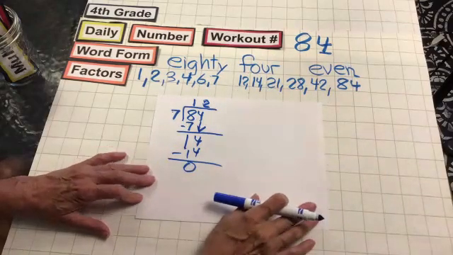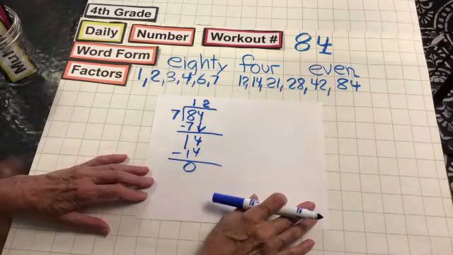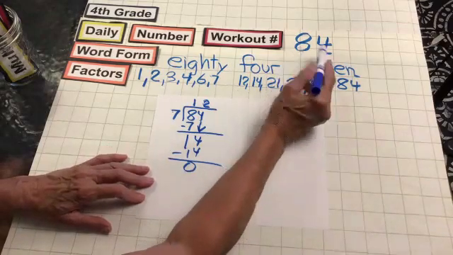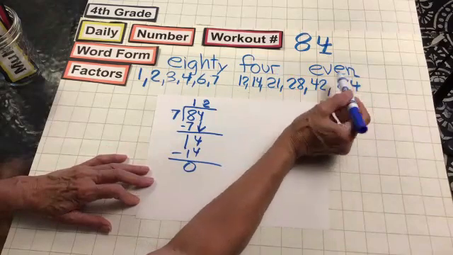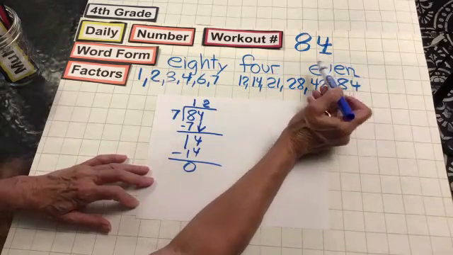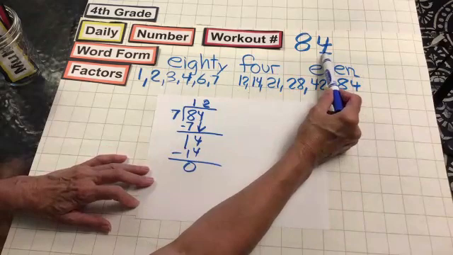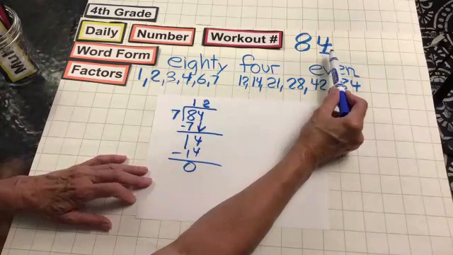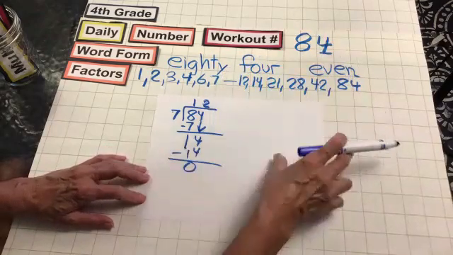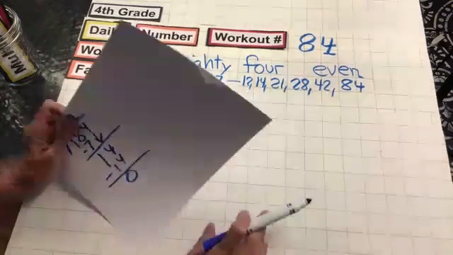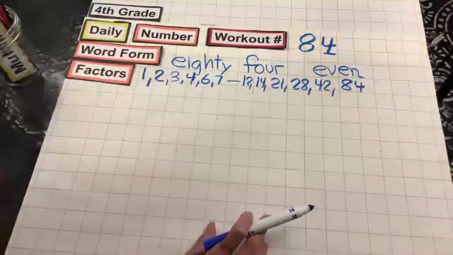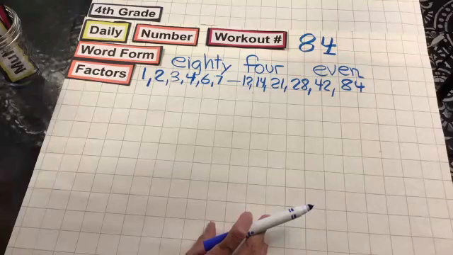Does 8 go in? Well, it doesn't go in evenly. Nope. Does 9 go in? Well, 8 plus 4 is 12, and then 1 plus 2 is 3, so 9 doesn't go in. 10 doesn't go in because it has to end in a 0. 11 doesn't go in, so we are done. Woo! That's a lot of factors for the number 84. 7 dozen is what makes 84. 7 dozen, 7 12s.